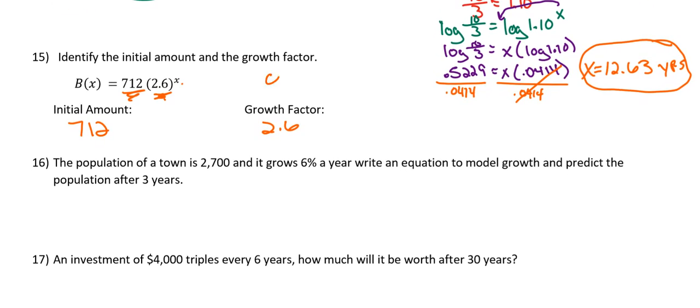If it was like 0.8 to the x, it would say decay factor. But again, the next one: the population of a town is 2,700 and it grows 6% a year. Write an equation to model growth and predict the population after 3 years.